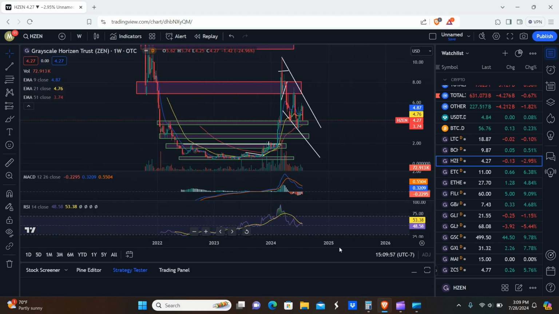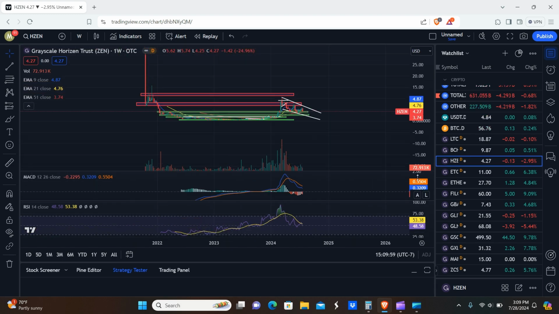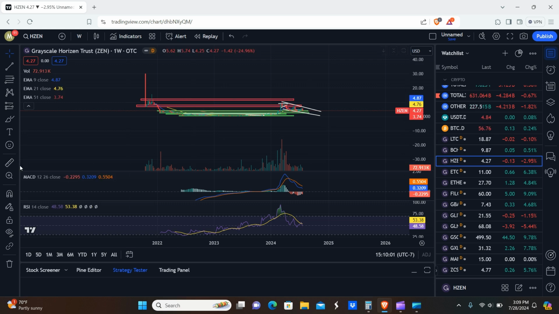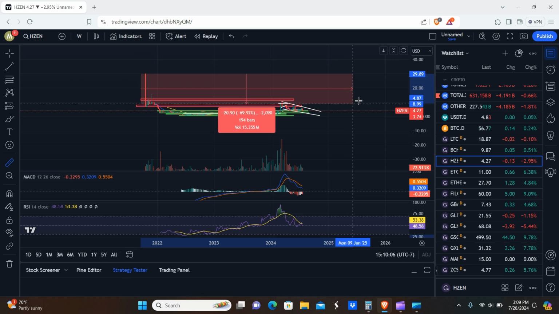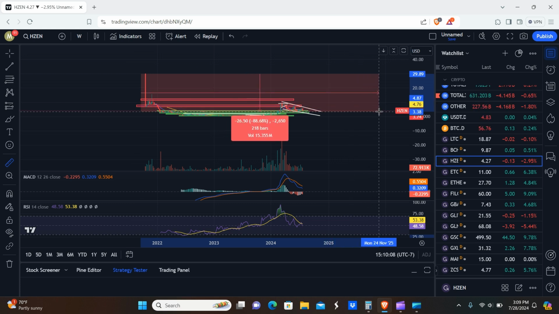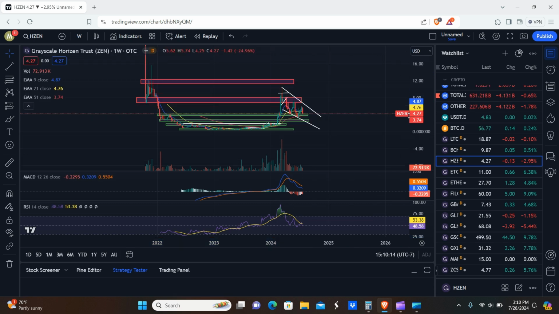So HN, I do suspect Horizon and HN are probably going to be late movers in the cycle. Maybe Q1, Q2 of next year, we'll get some pretty fat moves out of that. So I go down here to current price. You can see it's roughly still about 87% off the previous all-time highs.